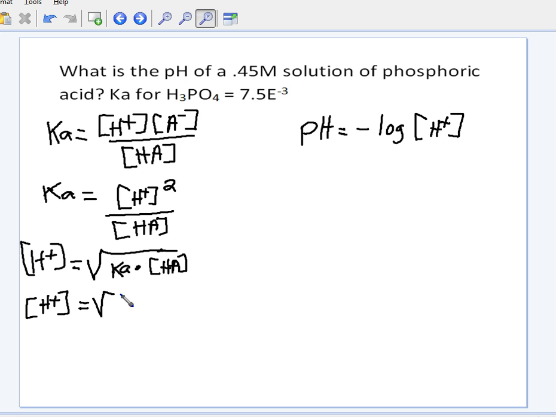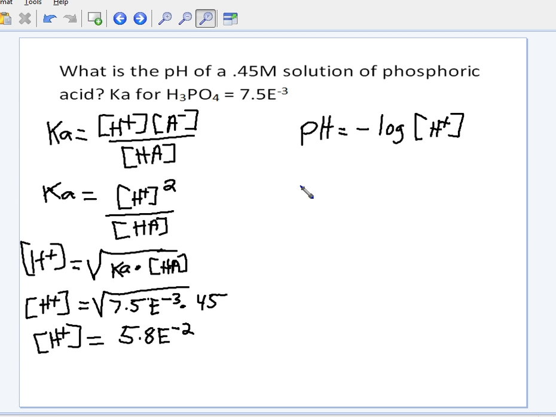is equal to the square root of Ka, which is 7.5 e to the negative 3 times 0.45. And if you do the math, you should get H plus equal to 5.8 e to the negative 2. You can then take that H plus from here and plug it in over here.